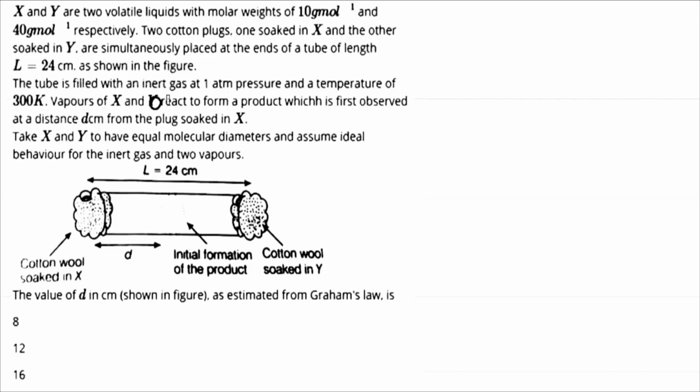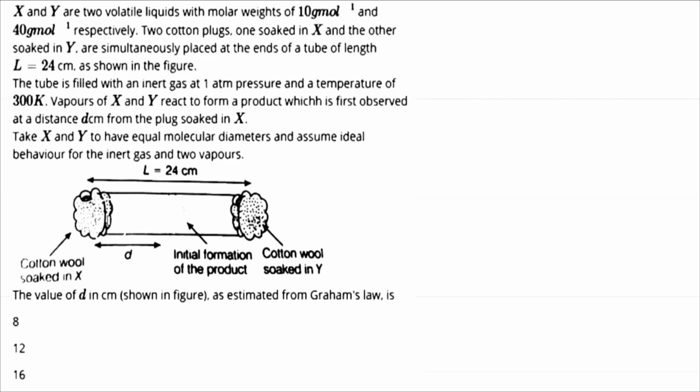The tube is filled with an inert gas at 1 atm pressure and a temperature of 300 Kelvin. Vapors of X and Y react to form a product which is first observed at a distance d centimeter from the plug soaked in X. Take X and Y to have equal molecular diameters and assume ideal behavior for the inert gas and two vapors. Okay, this is the tube.